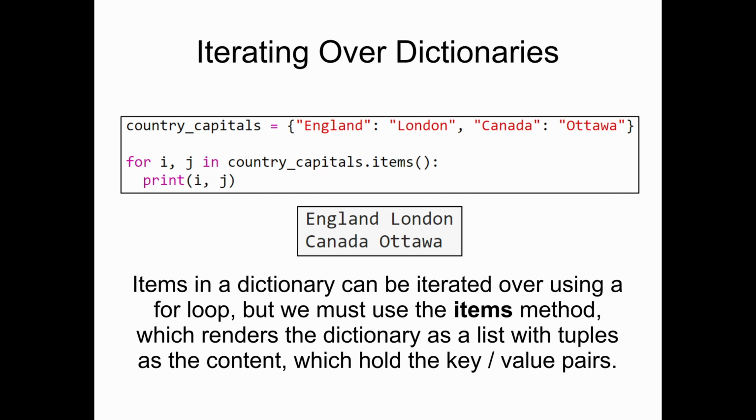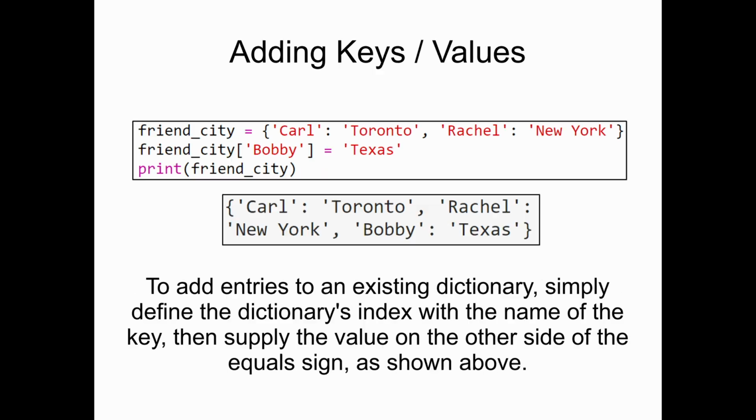Items in a dictionary can be iterated over using a for loop, but we must use the items method, which renders the dictionary as a list with tuples as the content, which hold the key/value pairs. To add entries to an existing dictionary, simply define the dictionary's index with the name of the key, then supply the value on the other side of the equal sign, as shown above.